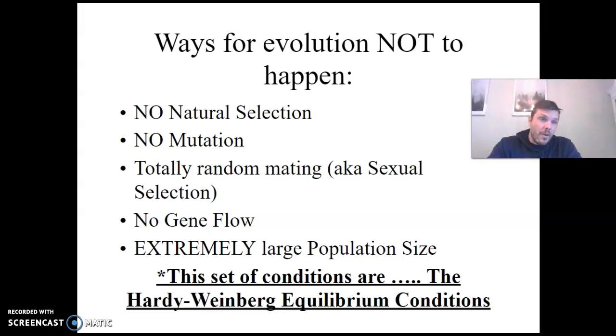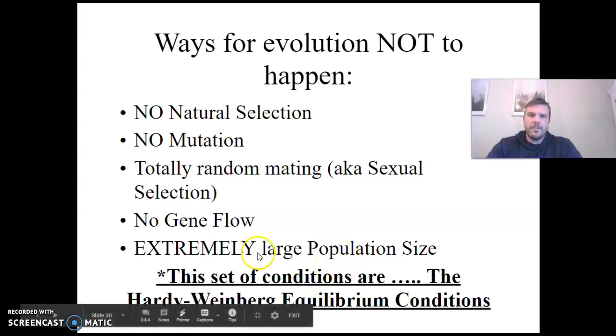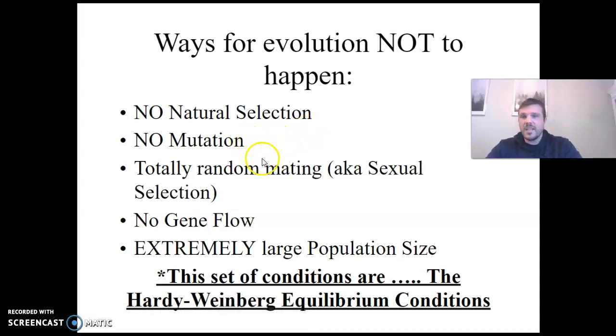We're going to talk more about why we use Hardy-Weinberg and why we would set up such an unrealistic set of expectations, because obviously natural selection is going to be happening in an ever-changing environment. Mutation is happening just as a course of life. Random mating is not happening all the time because of sexual selection. Things are coming and going, and there can be very small population sizes.